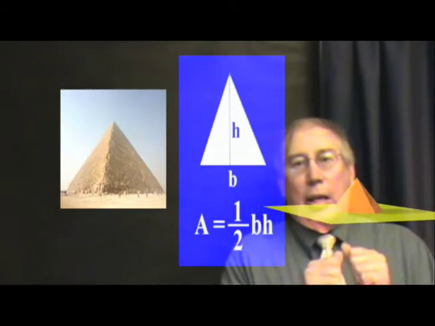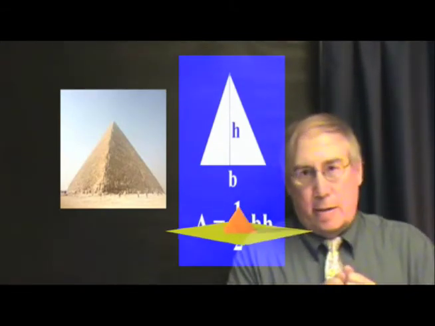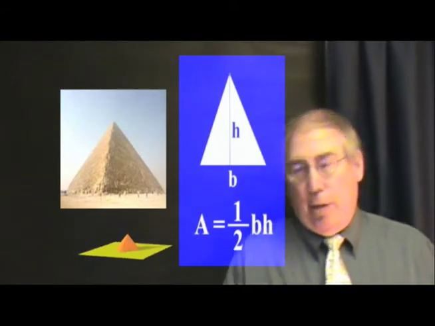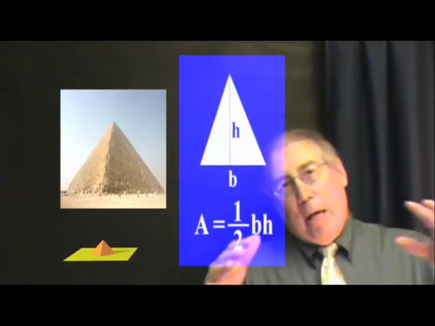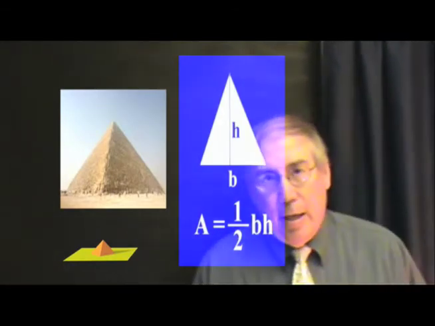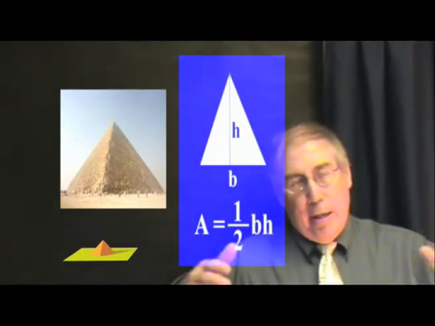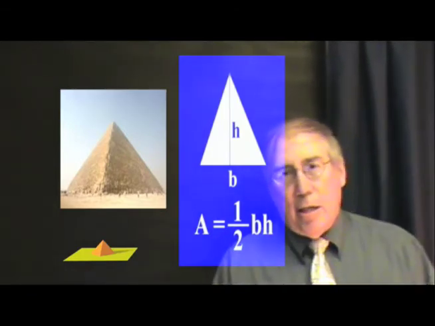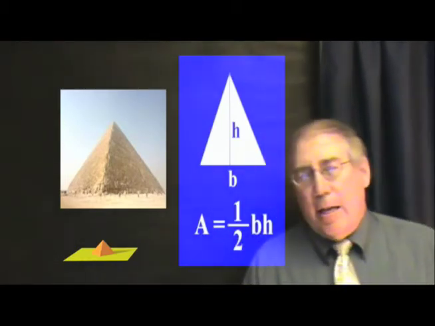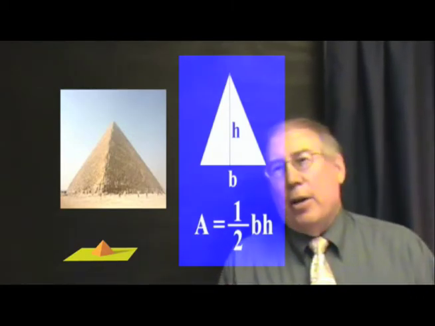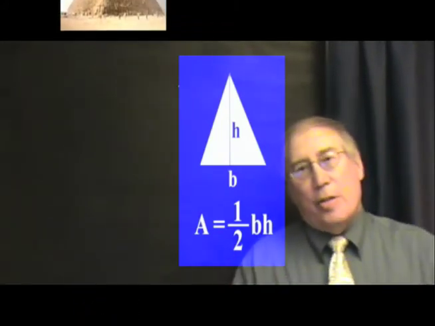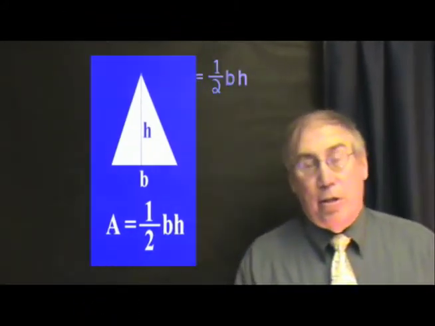Now let's look at the area of a triangle. That happens to be 1/2 times the base times the height of the triangle. And let's apply that to the Great Pyramid of Giza in Egypt. Each side of the pyramid is a triangle. Let's look at one side of the pyramid, and let's say that I give you the area of the side of the pyramid and the height, and I ask what the base is.